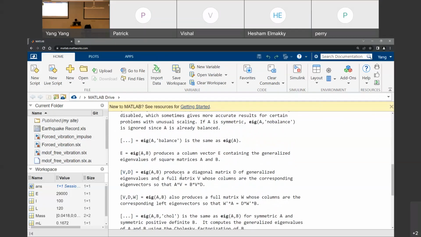eig(A,B) produces a diagonal matrix D of generalized eigenvalues and the full matrix V whose columns are the corresponding eigenvectors, so that A times V equals B times V times D. So what is A, what is B? We need to figure out. Should the mass be the A and the stiffness be the B, or vice versa?